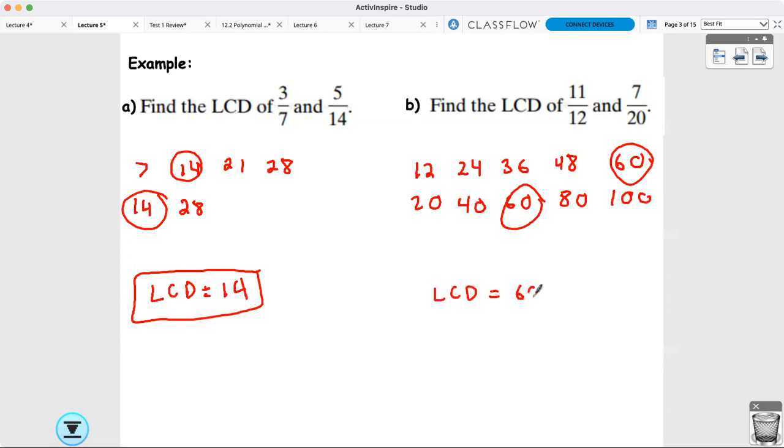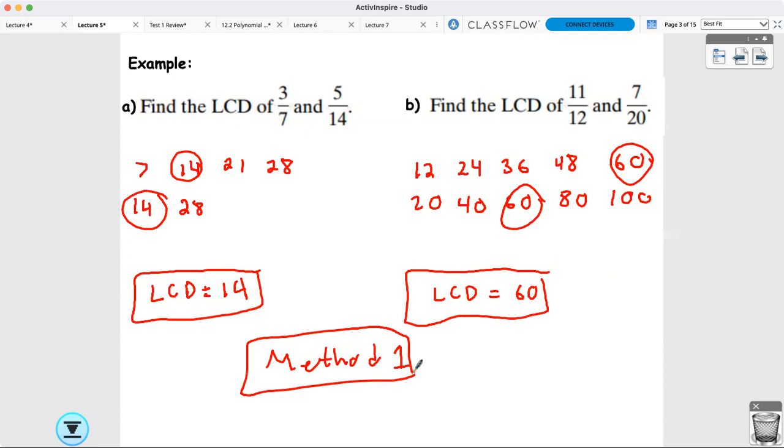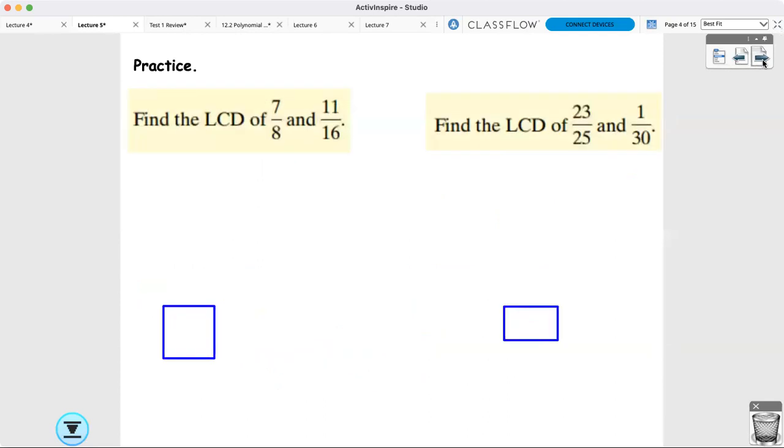Does anyone understand what the process is for method 1? This is the process for method 1 here. Any questions for method 1? All right. If there are no questions, let's check out your first practice problem. Here you go. Since there are 2 of them, I'll give you 3 minutes. And if you finish beforehand, just relax and stretch a little bit.